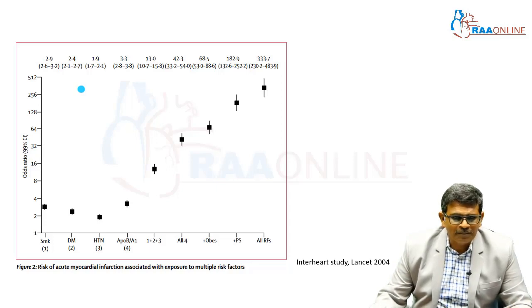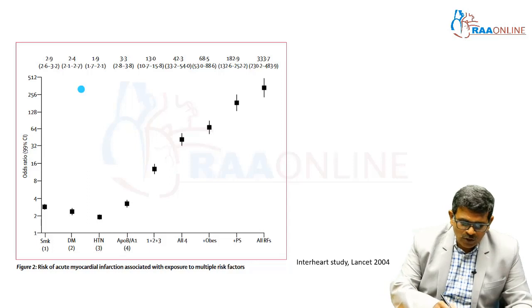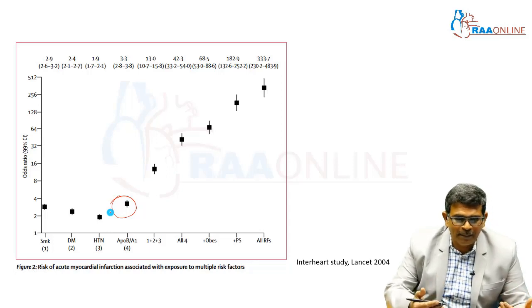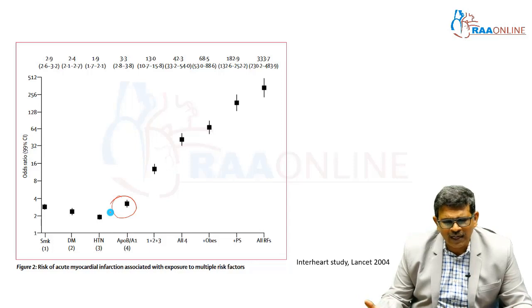As you see over here, the odds ratio of dyslipidemia per se is associated with a greater increase in the incidence of MI than the other risk factors like diabetes, hypertension, smoking. It also looked into various other factors: obesity, physical activity, sedentariness, the nutrients in the food. There were about 9 parameters which were looked into.